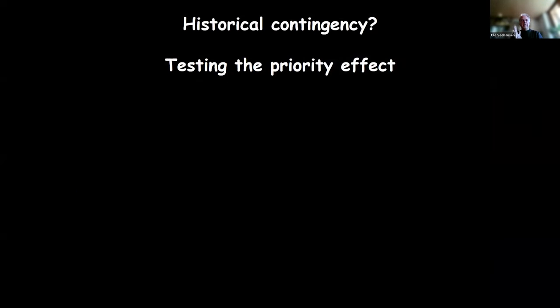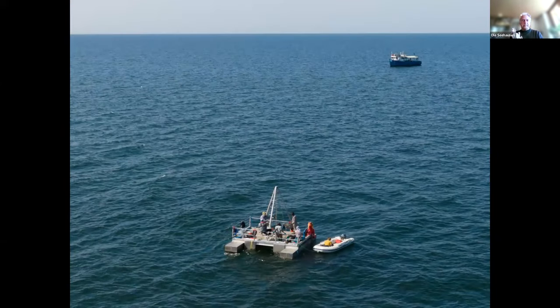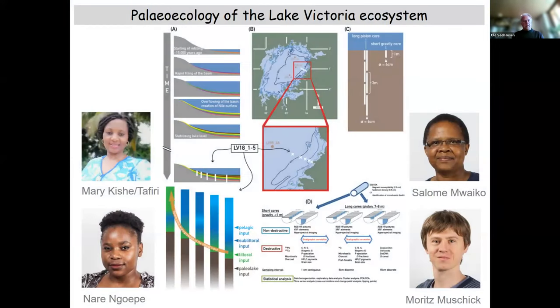One thing we thought of is historic contingency. Might there be a priority effect, where one lineage happened to be there before the others? To get at that, we started using paleoecology. Several years ago, part of my team embarked on an expedition to Lake Victoria with our colleagues from the Tanzania Fisheries Research Institute, to core through the sediments of Lake Victoria all the way to the origin of the lake, and then study the content of these cores for fossils and reconstruction of the paleoenvironment.